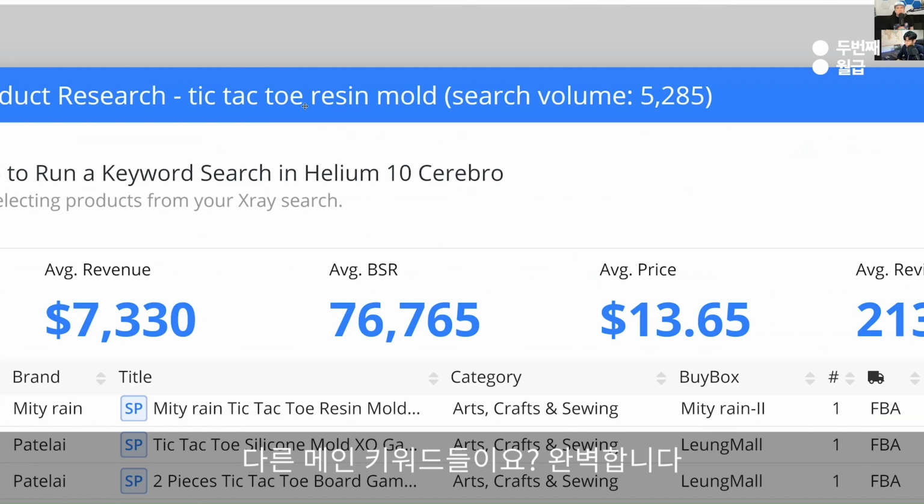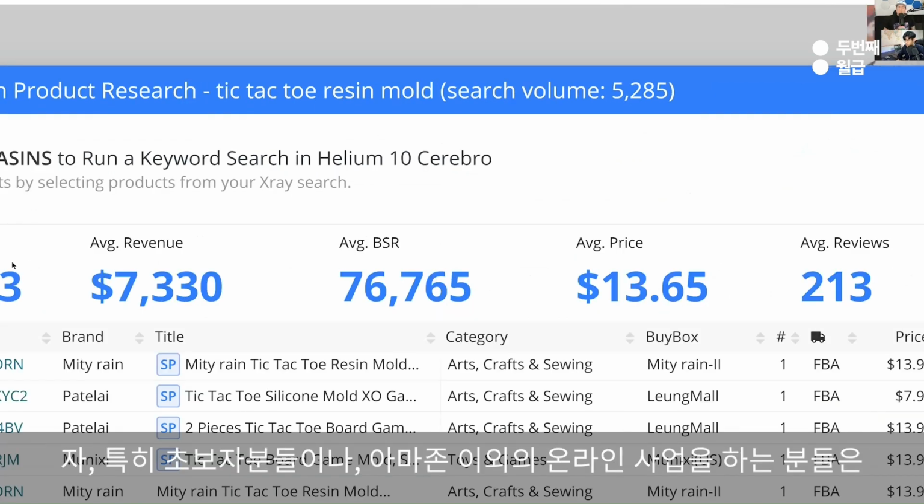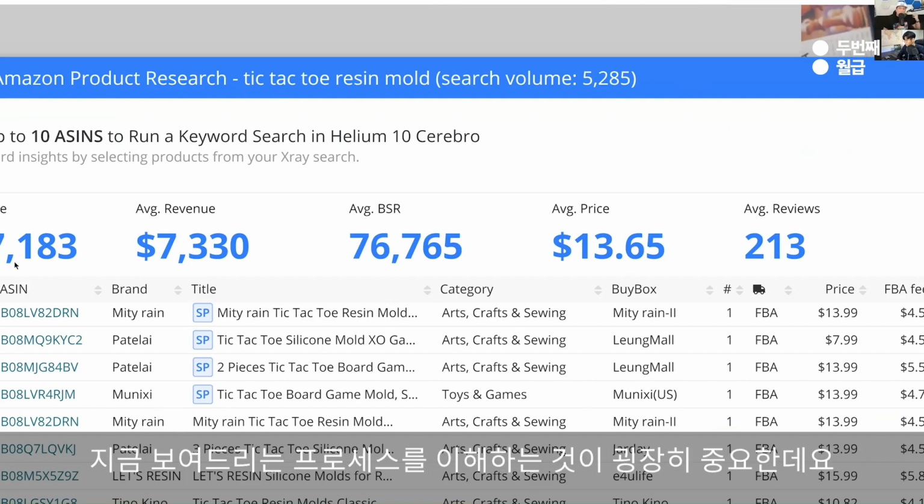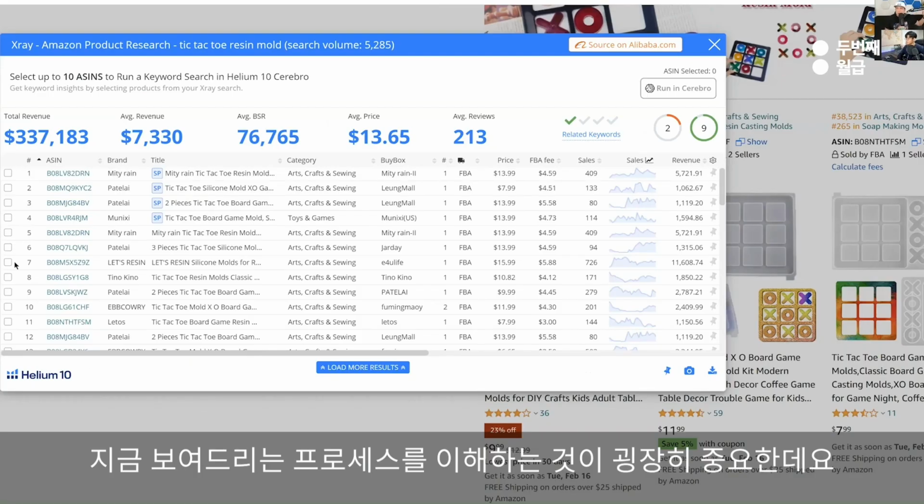Other main keywords? Perfect. And this is important for everybody out there who might be newer sellers or don't understand this process, or maybe they're experienced sellers off of Amazon.